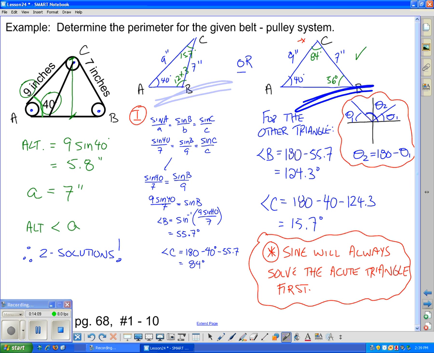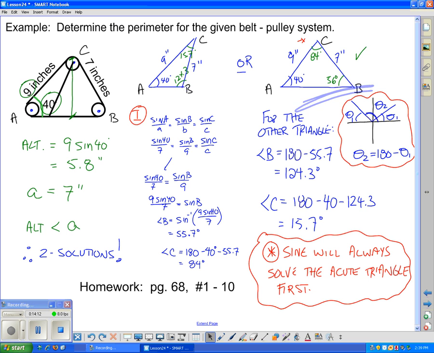Once you get into it, you're going to realize it's not nearly as bad as it looks, for those who are a little worried. That's the homework on page 68, questions 1 through 10. It's just practicing exactly as it looks here. If you have any questions, please make sure you ask me and I'll help clarify. Good luck.